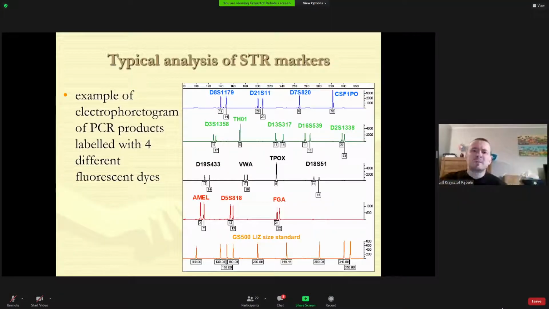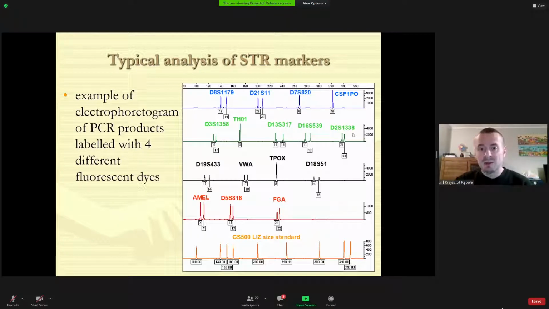So we can distinguish one from another by the size. The shorter products belong to the marker D8, and the longest products belong to the marker CSF1PO. Here you can see a heterozygous situation. At this locus also two alleles, a heterozygous individual, and here we can see a homozygote at this locus and a homozygote at this locus, because we amplified only one allele.